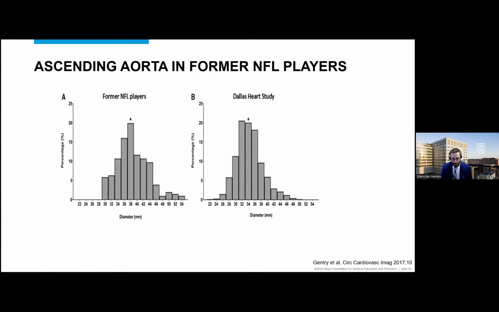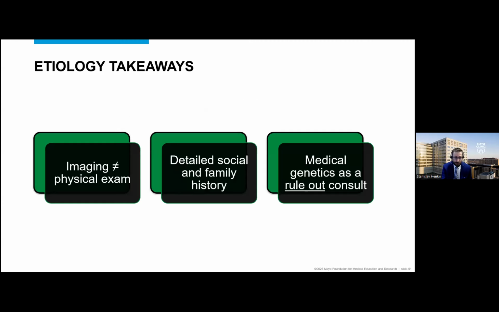So remember, again, aorta is not created equal. Think about different etiologies and compare to age and BSA as well. So my takeaways for etiology is imaging does not equal physical exam. Now we think that echocardiogram replaces everything. Murmur, oh, let's get an echo. Echo, okay, that tells us what the murmur is going to be. It's become like a sixth vital sign. For aortic aneurysms, imaging does not equal physical exam, and full physical exam is critical. Detailed social and family history, really, really important. And medical genetics as a rule-out consult. Think about reasons why you will not get a medical genetics consultation rather than the reasons why you should.